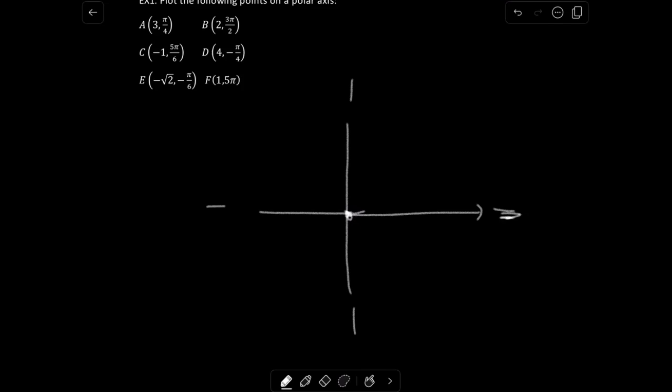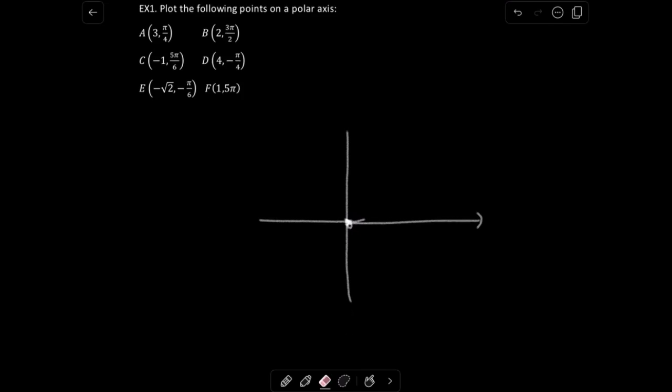So it just helps me in that sense. In fact, let's leave it on and then I'll erase it later. So let's plot the first point A. Remember, with polar coordinates, we no longer have x and y values, we have r and theta. So A has a radius of 3, so its distance away from the origin is 3, and then the angle or theta value it has is pi over 4.